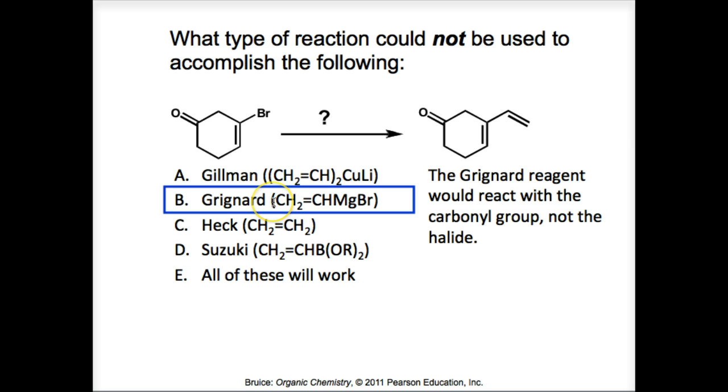Now with the Grignard reagent, which already has magnesium bromine in its structure, it reacts with another electrophilic carbon in the molecule. The Grignard reagent has the leaving group, which is containing magnesium bromide. So it's not going to go for the halide. In this case, as you can see on the slide, the Grignard reagent would react with the carbonyl group, not the halide. So let's go to the next slide.